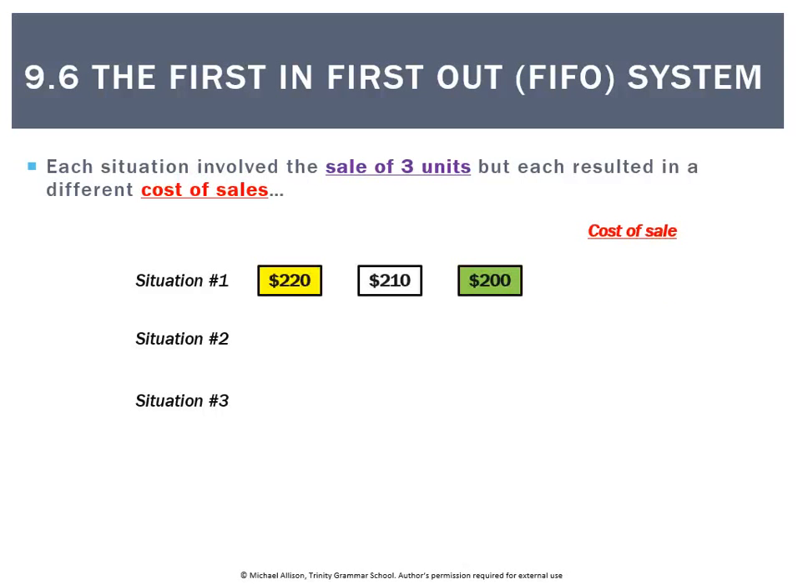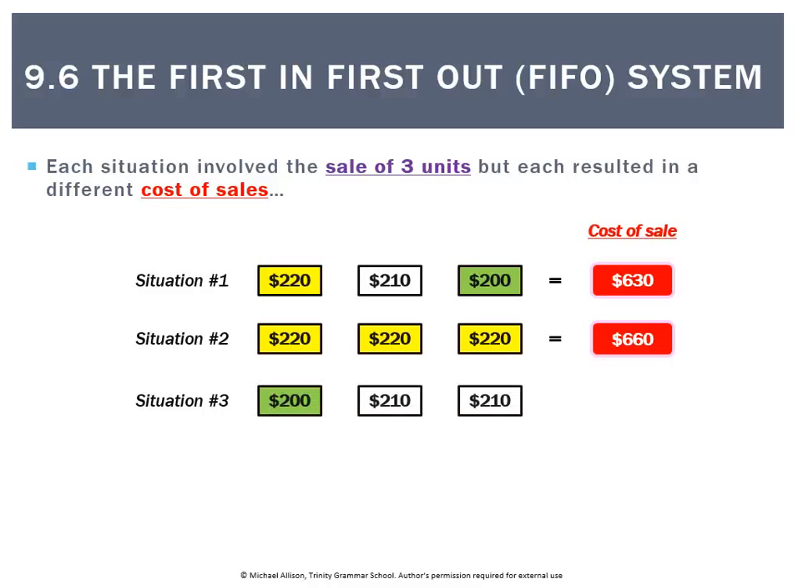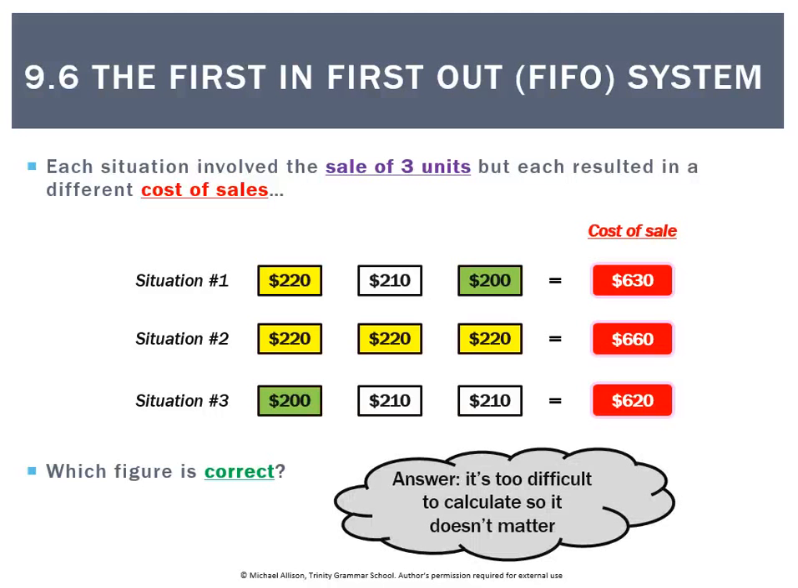Situation 1, we had those 3 units for a cost of $630. Situation 2, we had 3 units at $220 for $660. And situation 3, we had 1 at $200 and 2 at $210 for a cost of $620. So the question becomes, which figure is correct? 630, 660, or 620? And the answer, funnily enough, is we don't really care. It's too difficult to calculate, so it doesn't matter.